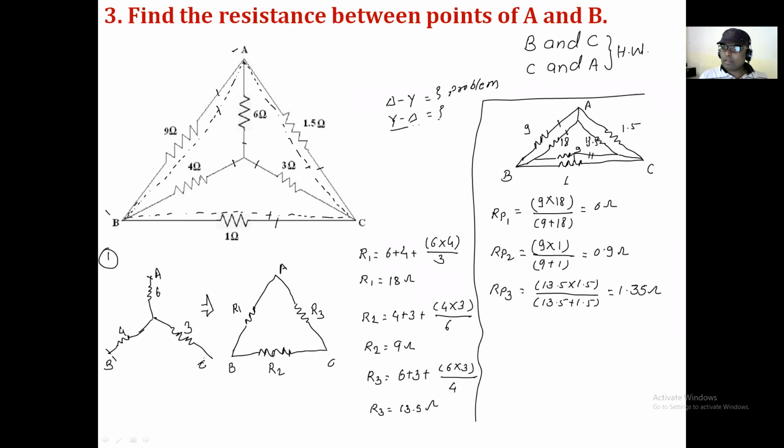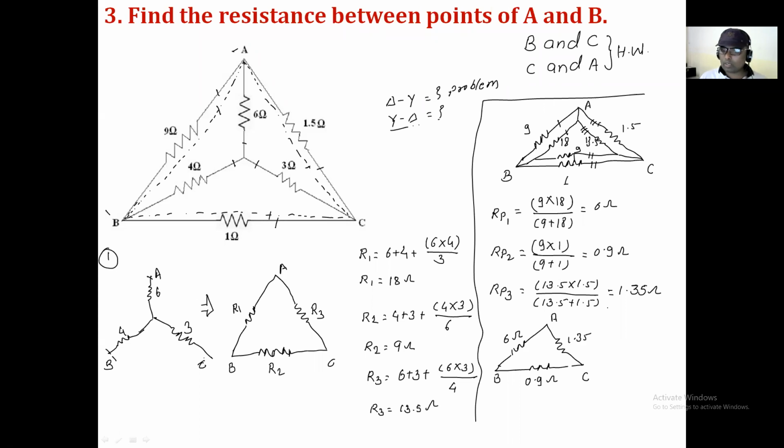And now see that in place of these two parallel branches, one branch comes. In place of these two parallel branches, another one branch comes. And in place of these two branches, another one branch comes. And actually the one triangle we formed here. So this is point A, this is point B, this is point C. Now RP1 is connected in between A and B, so it becomes 6 ohm. RP2 is connected in between B and C, so it becomes 0.9 ohm. And RP3 is connected in between point A and C, so it should be 1.35 ohm.